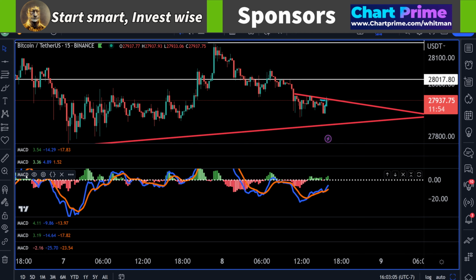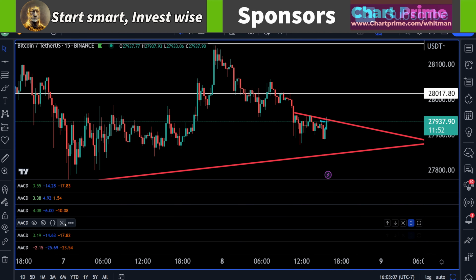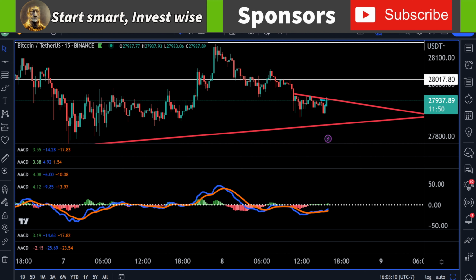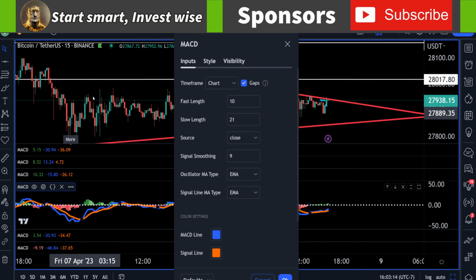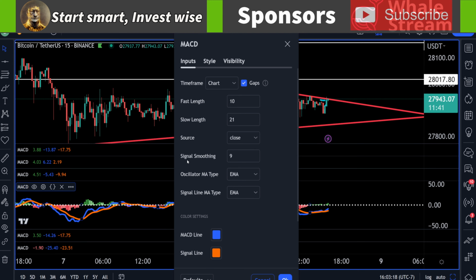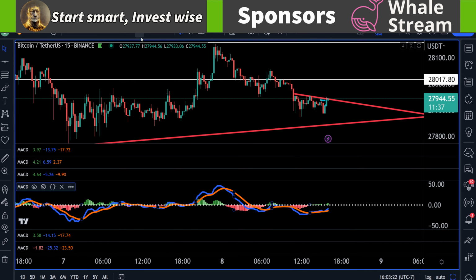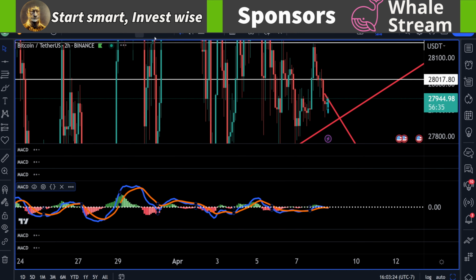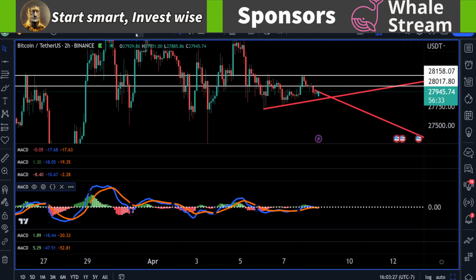Now, this was moderately fast. This one is what you might call just moderate. Nothing really crazy happening. This is the closest to default that you're going to get. This one is fast 10, slow 21, and signal smoothing 9. Remember, guys, you're going to test this out by yourself to see which one works the best. I like to use this one with the 2-hour and the 4-hour charts, primarily the 4-hour chart, though.